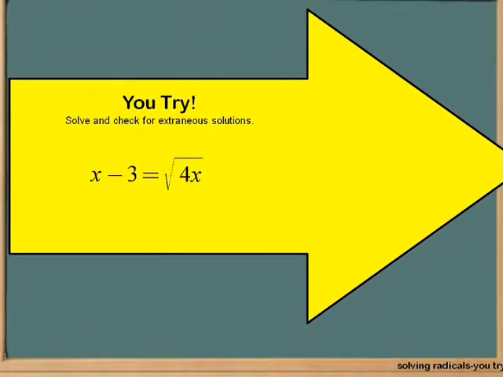Okay, so now it's time for you to try. Go ahead and take a look at this: x minus 3 equals the square root of 4x. You are to solve it. It will be a quadratic equation if you do it correctly. You will get 2 answers. You will have to check to see if any of them are eliminated.